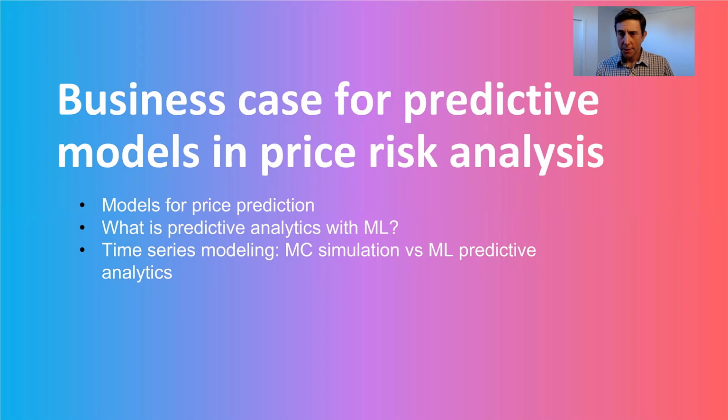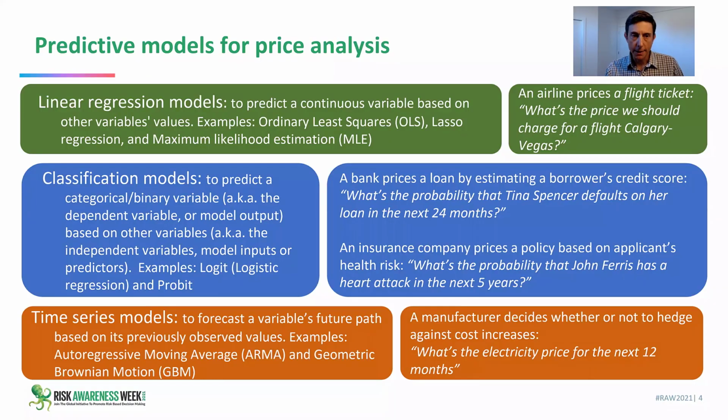The basic models for price risk analysis or for price forecasting, the most basic one is the regression model, the linear regression model. There is a variable, in this case the price, which is the dependent variable, and there are other variables that are the predictors or independent variables. The method used there is ordinary least squares, but there are other methodologies to establish the regression equation.